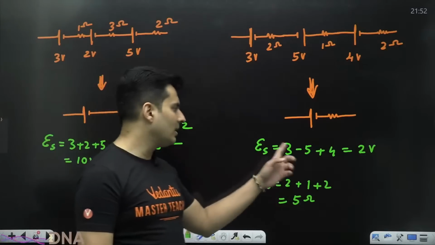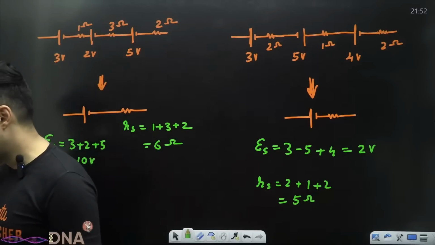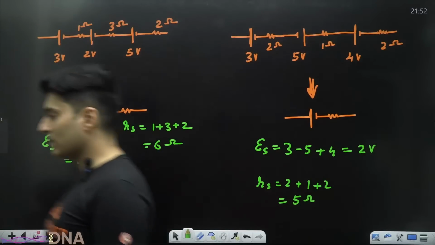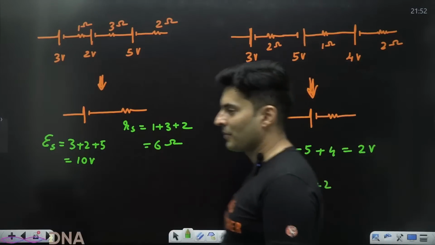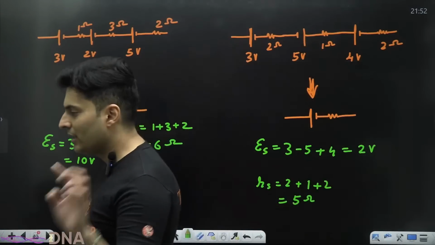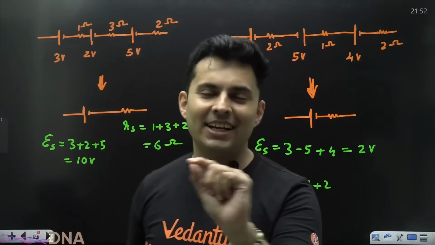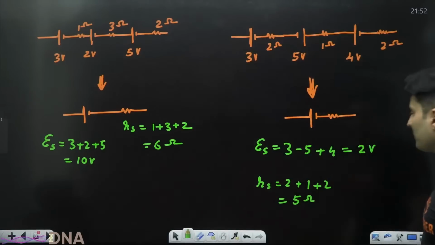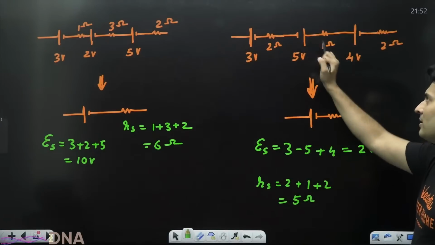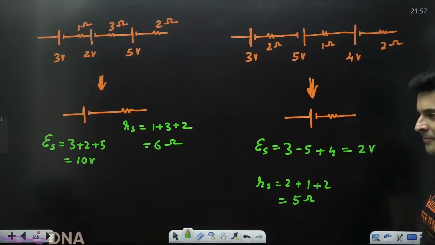Many of you just added 3 plus 5 plus 4. You thought it was 12, but that is not the answer. Be careful, because if you look at it carefully, this battery is in the opposite direction. So you need to be a little careful and see how they are connected. If you make a mistake in that, you will get a completely different answer. You might be wondering, sir, you made a minus sign here, this battery was opposite. Why did you not make the resistance as -1?